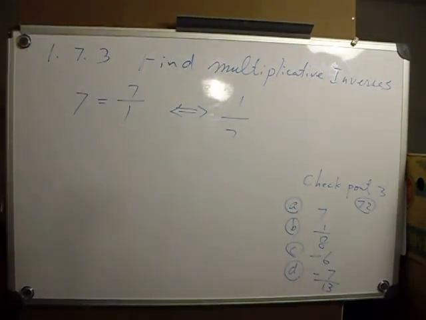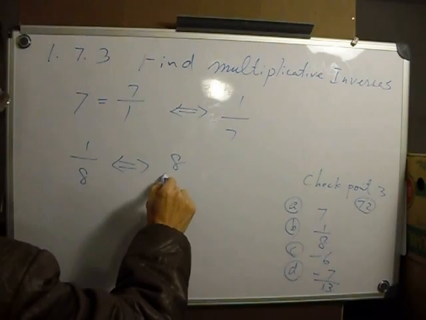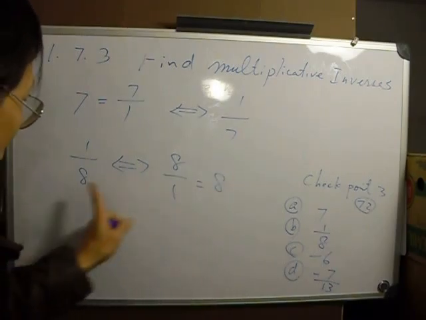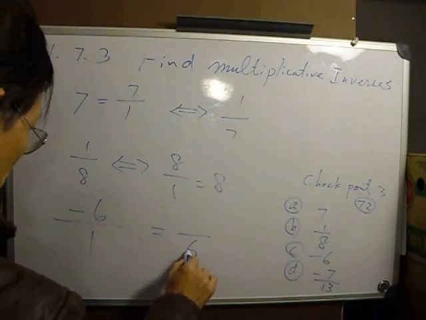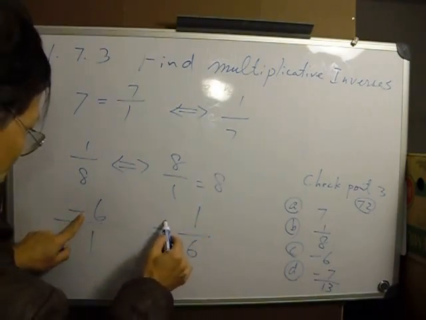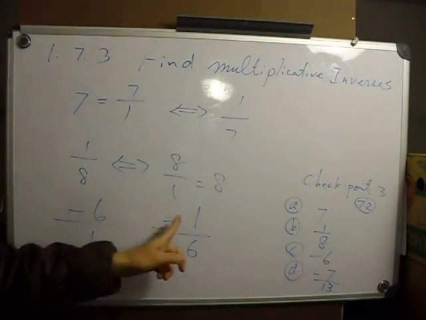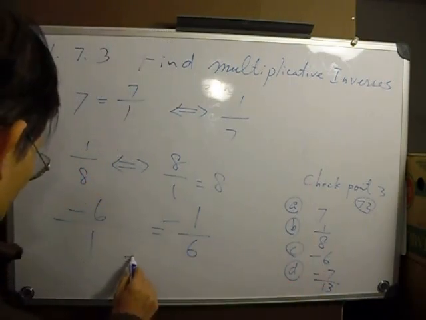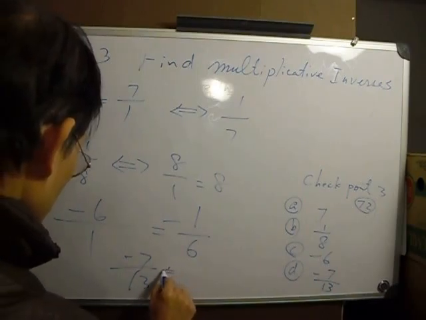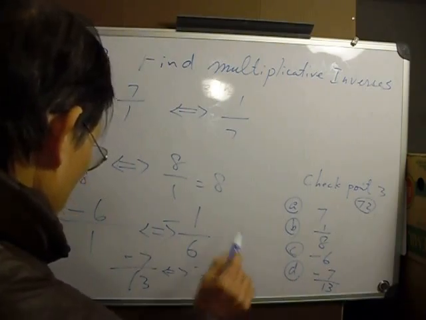So that's answer A. B, 1/8 versus 8 over 1, which is 8. That's the multiplicative inverse of 1/8. Negative 6, that's C, over 1, the multiplicative inverse is 1 over 6. Again, this is negative, so that's negative. You count negative, negative. As a result, negative 1 over 6. The last example, D, negative 7 over 13. So the multiplicative inverse, okay, put the arrow here, 13 here, 7 here, negative.